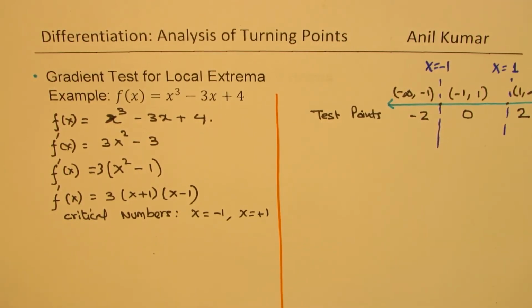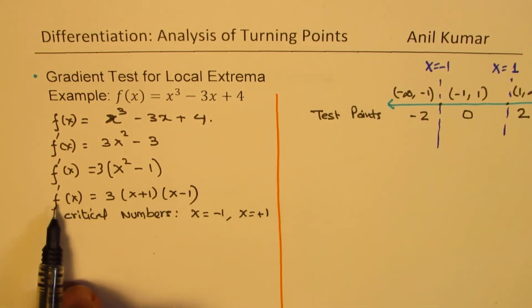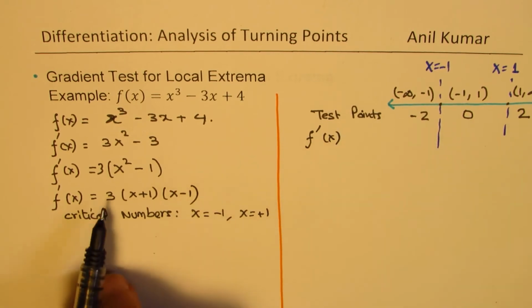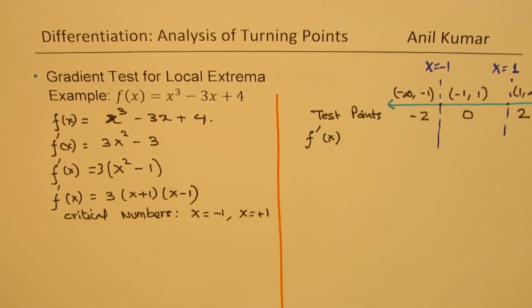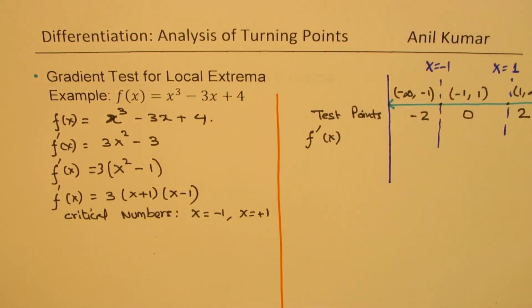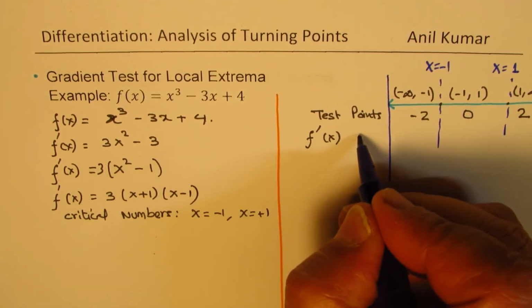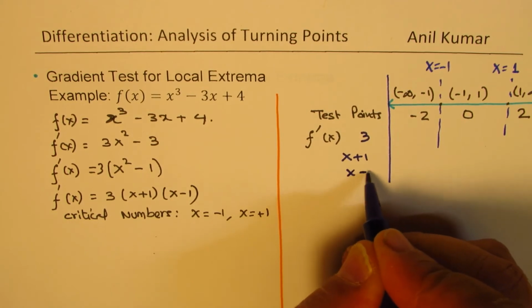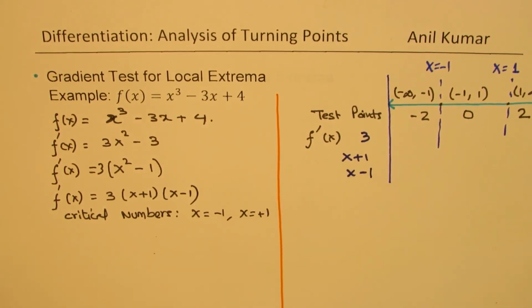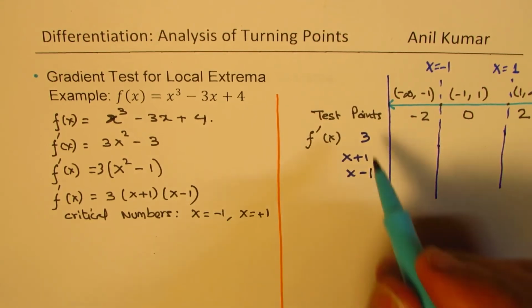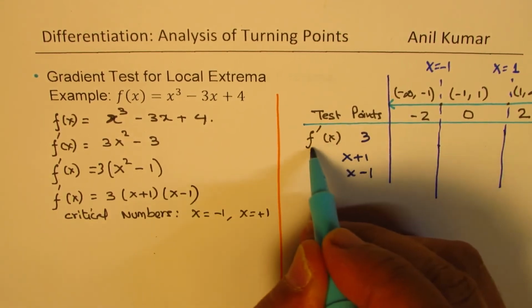Now, at these points, we analyze our factors, which is the first derivative. It has 3 different factors, so there is no harm in writing them separately, right? So we'll write them all separately. The first factor is 3, the second one is x plus 1, the third one is x minus 1. At the given points, we'll check if these are positive or negative, right? So that is the whole idea.